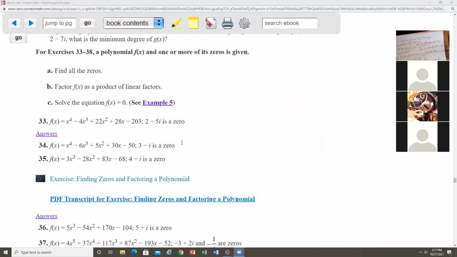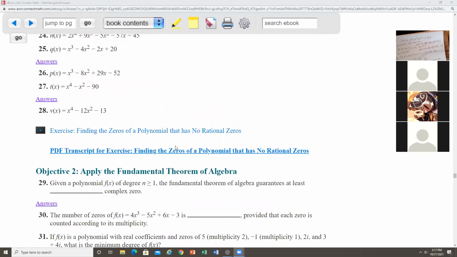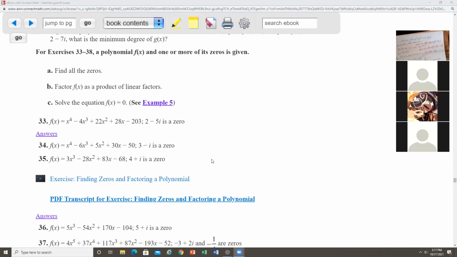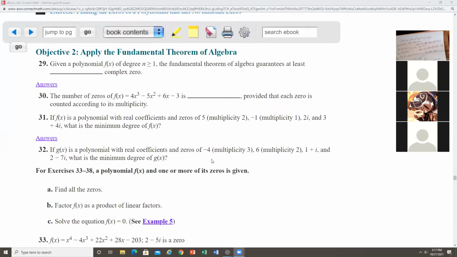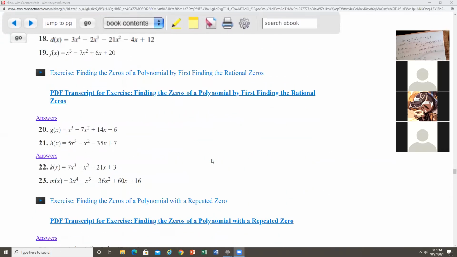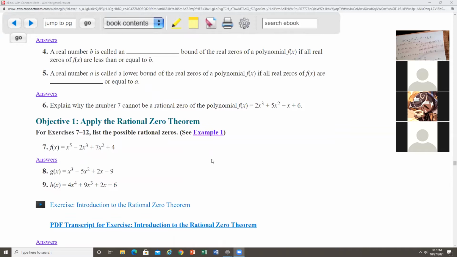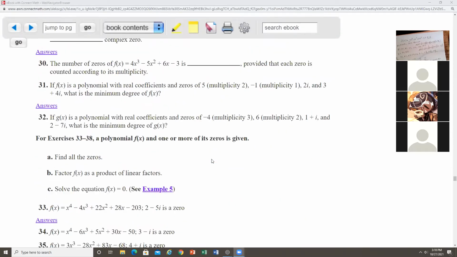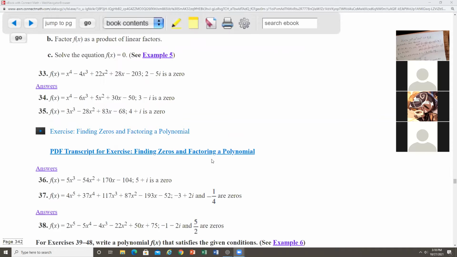Now, I'm going to jump down here to a problem like number, let's see if there's an easier one here. No, there really isn't. I'm going to jump down to one like number 34 here, ladies and gentlemen. This is problem 34 on page 341. Page 341, number 34.